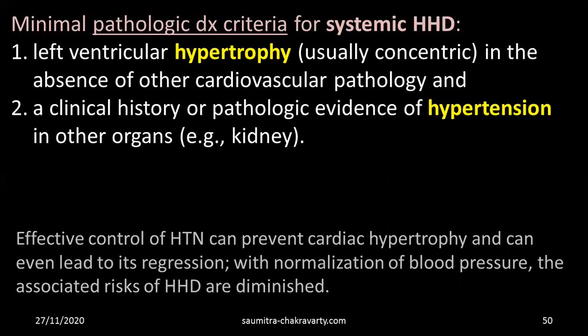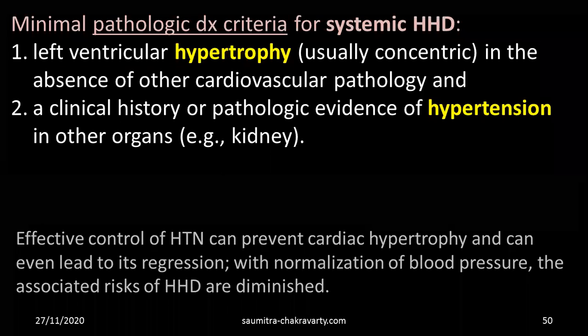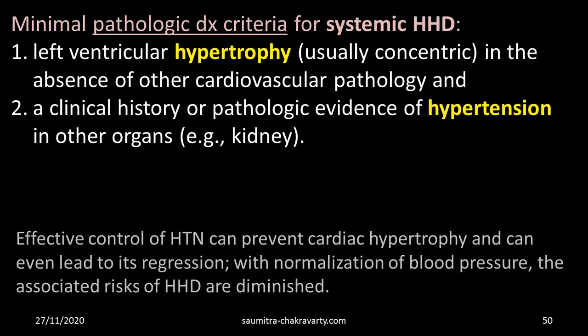Now, the minimal pathologic diagnostic criteria for systemic hypertensive heart disease, or HHD, is left ventricular hypertrophy, usually concentric, and hypertension. Hypertrophy and hypertension both have to be included to diagnose this. If one of them exists and the other does not, then it does not qualify as systemic hypertensive heart disease. This is usually reversible up to a certain extent. If the hypertension is controlled, the systemic hypertensive heart disease is also reversed. So controlling the hypertension is really important because it's achievable.